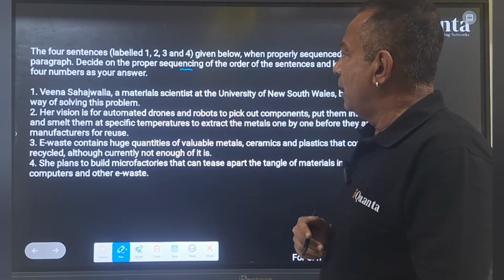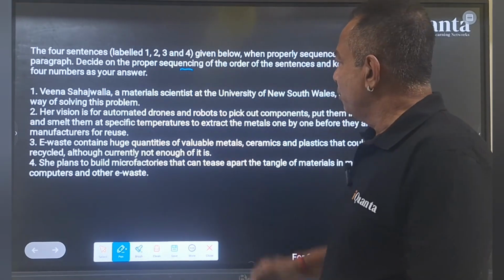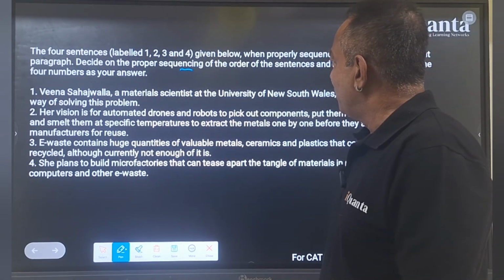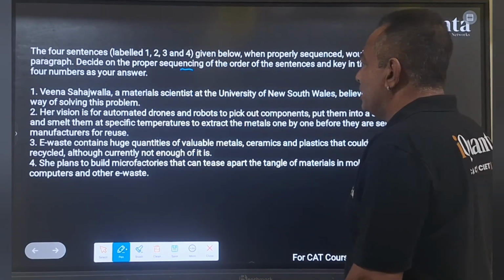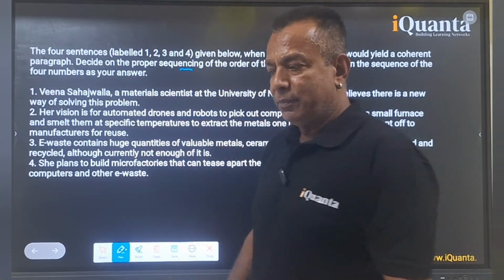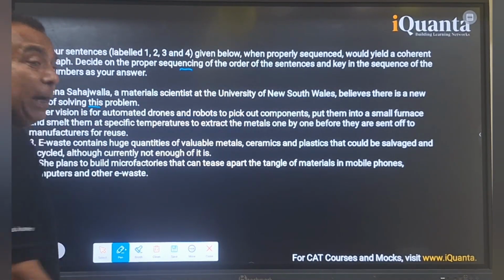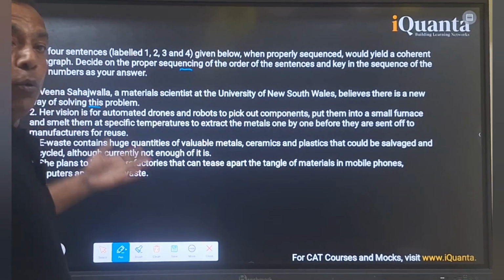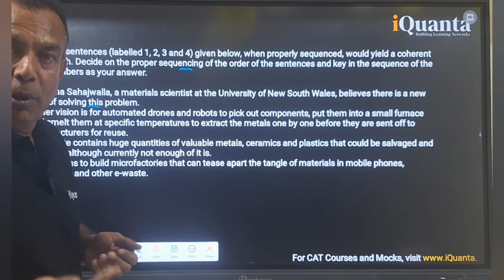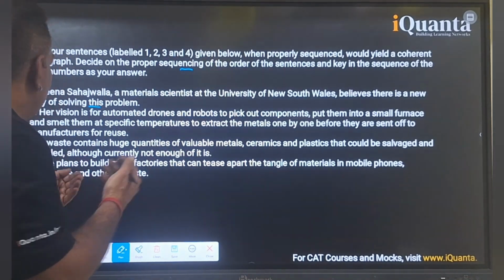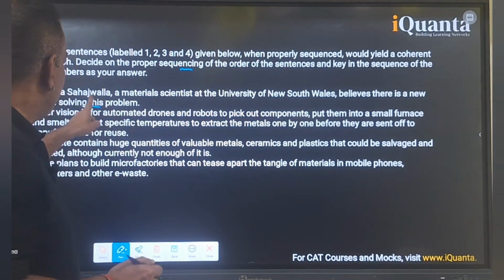So now look at the arguments here. First, I'll read it out to you. Veena Sahajwala, a material scientist at the University of New South Wales, believes there is a new way of solving this problem. Now, if you look here, it says this problem. But we don't know what the problem is, because what is the problem? The first sentence does not explain the problem. It just says there's a way to solve this problem. So this is ruled out. This cannot start the paragraph. This cannot be the first sentence.